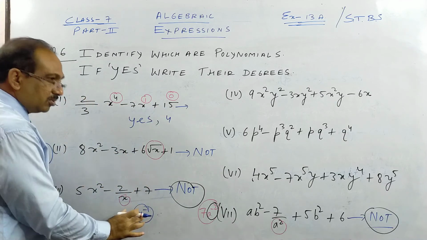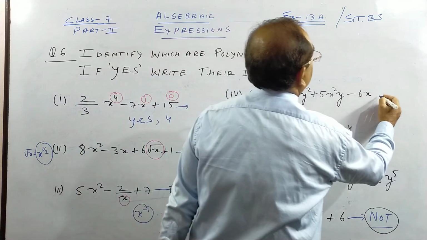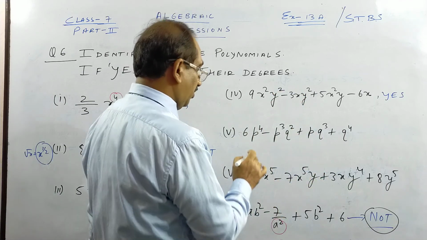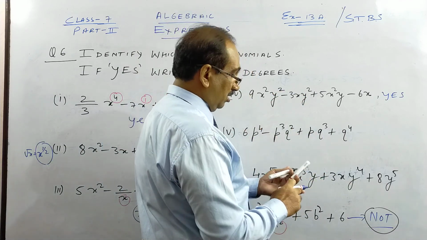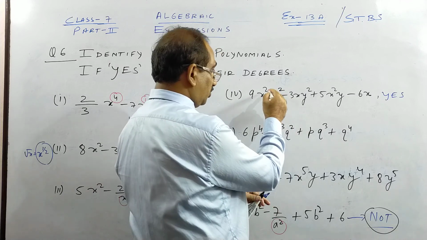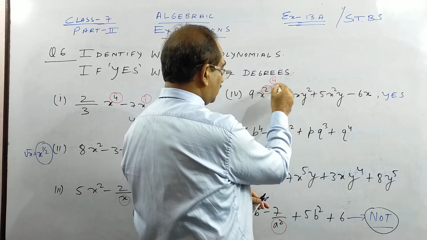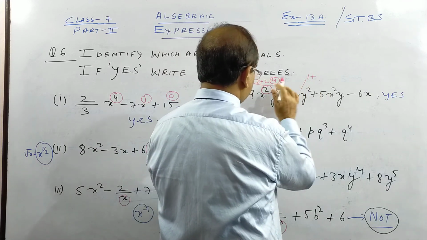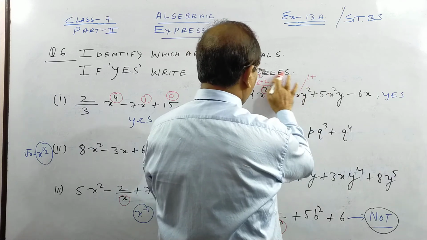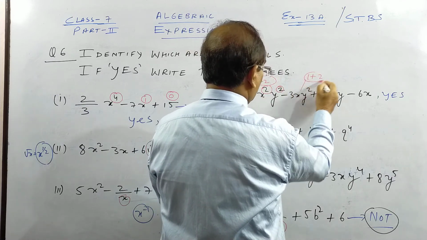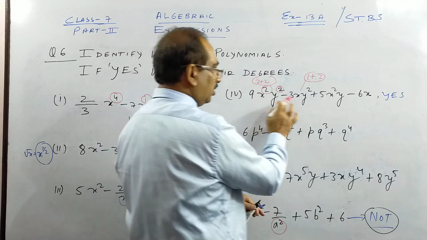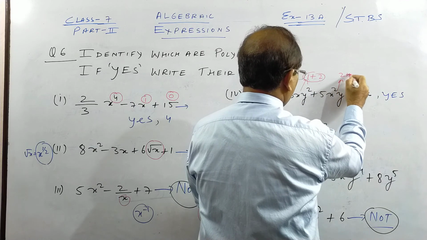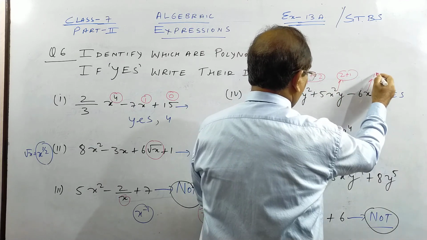This is not a polynomial, this is not a polynomial, this is not a polynomial. Yes, this is a polynomial. Why? Because there is no denominator, no negative power, no fractional power. What is the sum of the highest power? So you see this is 2 plus 2, so this is 4. 2 plus 2. This is 1 plus 2. So the power here is 4. This is 3. Here again you will see it is 2 plus 1, 3. Here the power is 1.